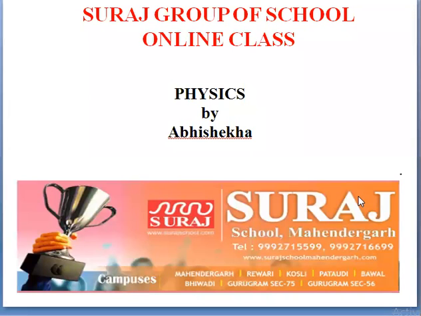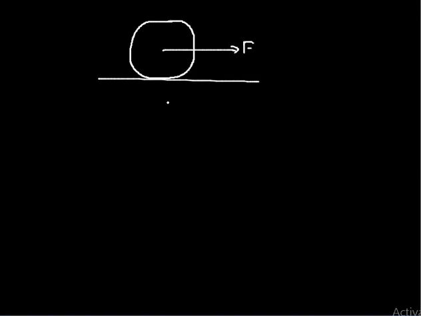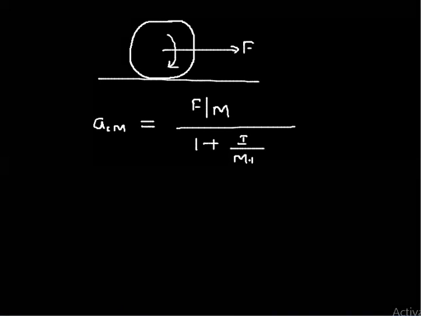और आज का लेक्चर स्टार्ट करने से पहले हम थोड़ा पिछले क्लास की चीजों को एक बार रिकॉल करते हैं, कि जैसा कि हमने किसी भी रोलिंग बॉडी के लिए एक्सेलरेशन फाइंड किया था। If the body was rolling by some force F, then the acceleration of center of mass we have calculated as force divided by mass upon 1 plus I by mr square.